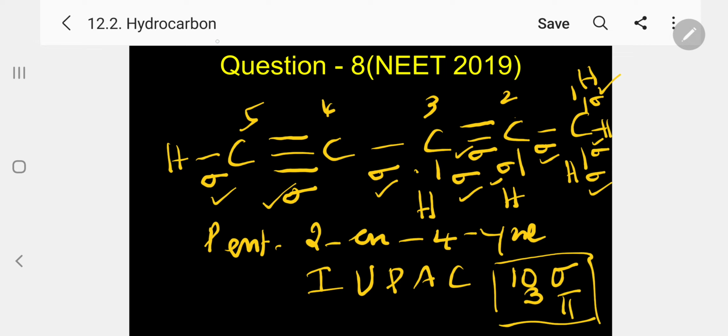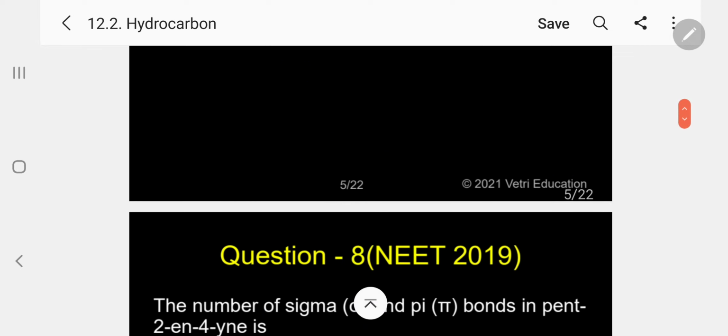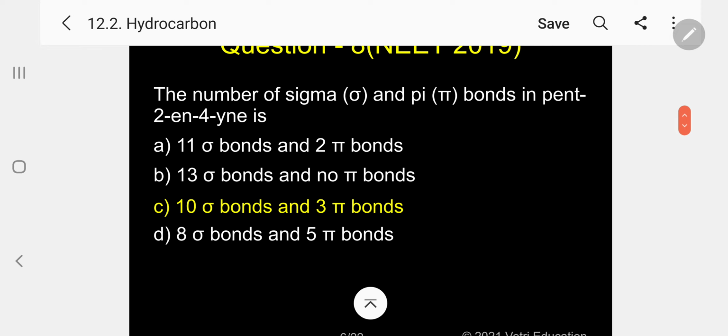So now we will go for the answer and verify. Kindly follow. Answer is C, 10 sigma bonds and 3 pi bonds. These are the tricks played behind the questions. Kindly follow. Let me go for the next question.